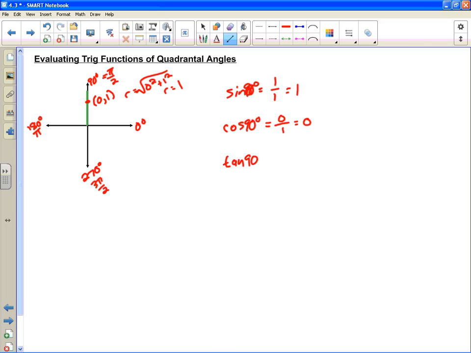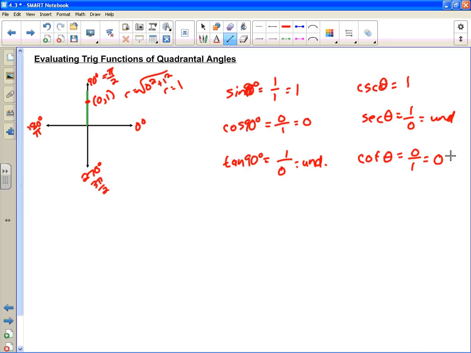Tangent of 90 degrees is y over x, which is 1 over 0, which I can't divide by 0, so that's undefined. Cosecant theta is 1 over 1 flipped, which is 1. Secant theta is 0 over 1 flipped, so that's 1 over 0, which is undefined. And cotangent theta is 1 over 0 flipped, which is 0 over 1, which is 0.